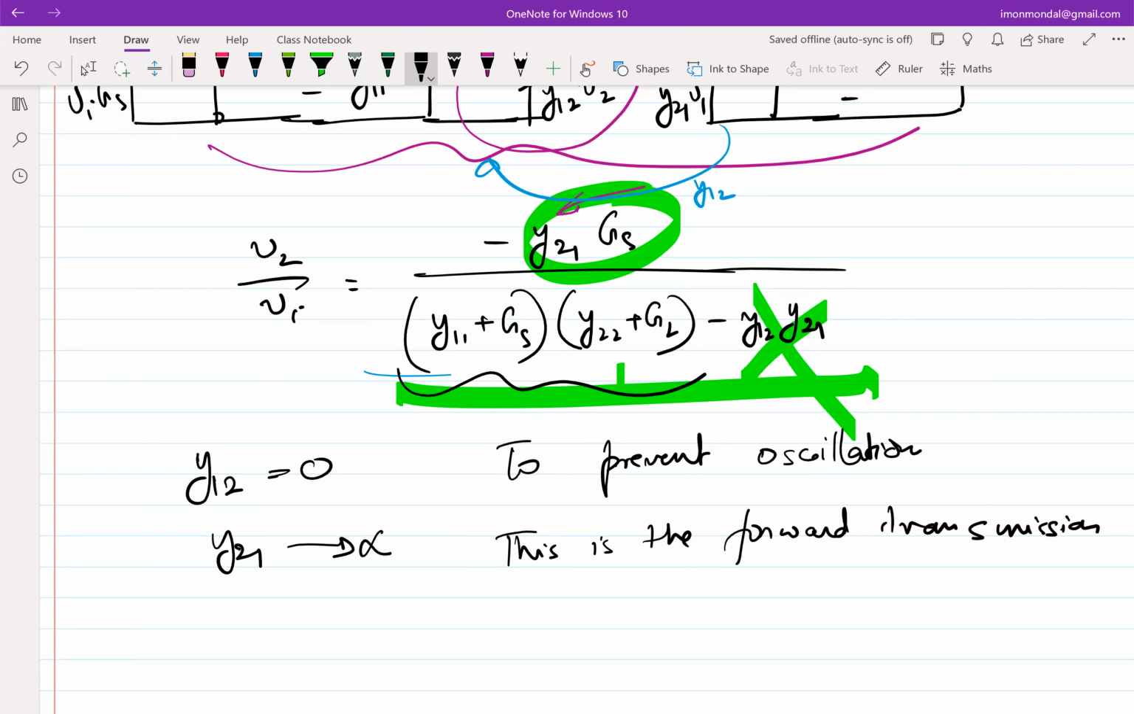If y12 is 0, but the gain is infinity somehow. So how would you make that gain to be infinity? The only handle you have is y21 tending to infinity. It's not exactly infinity. We want gain tending to infinity while keeping y12 at 0. It can be as high as possible. Exactly.